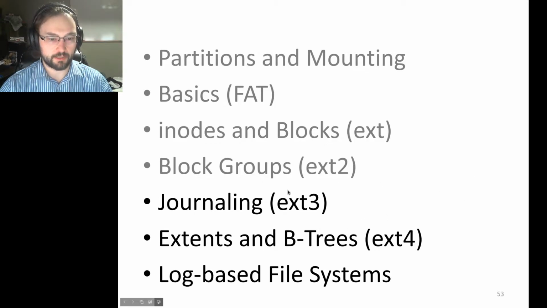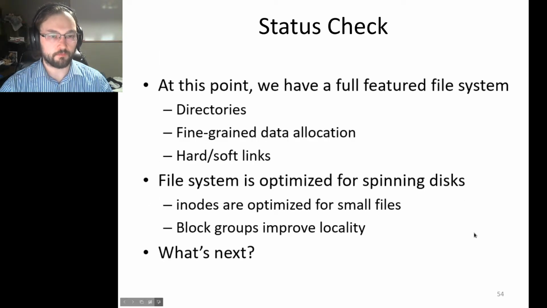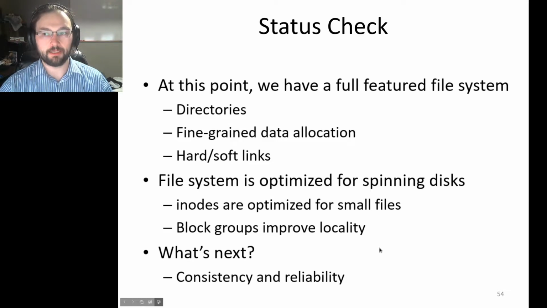So we move on to ext3. At this point, we have a file system that works. It's somewhat optimized for spinning disks, and we'd like it to work more reliably. We'd like it to work all the time.